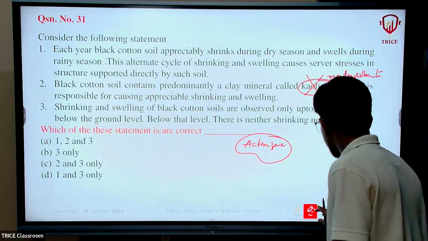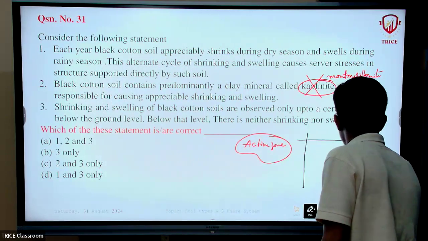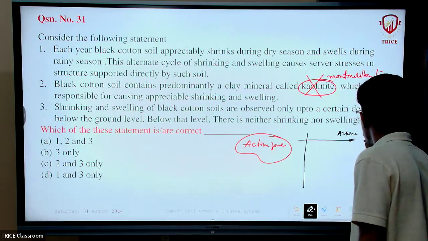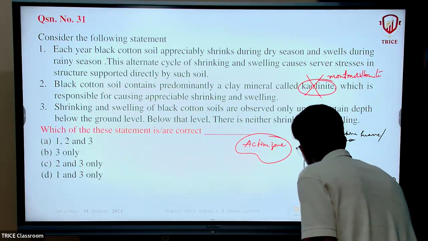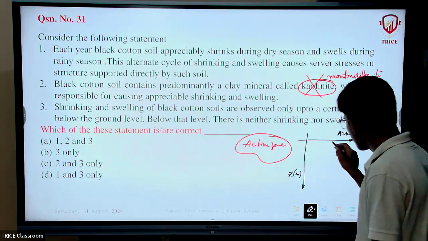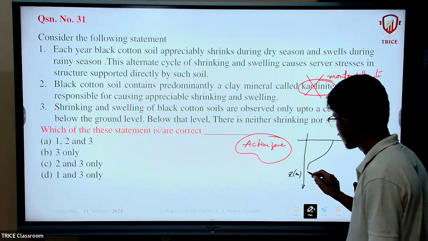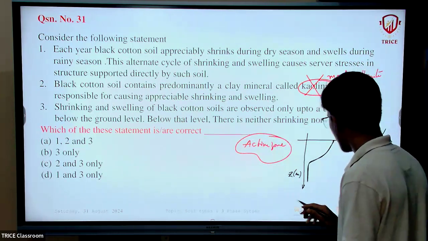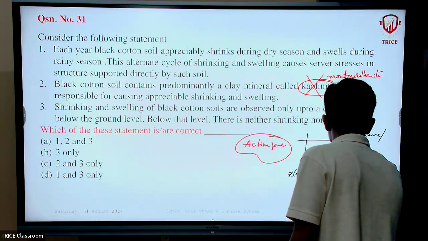In this typical sketch of black cotton soil, this will be the active heave and shrinkage over the depth from the ground level. The activity is only up to a certain depth, and after that it remains constant. The zone up to which the majority of the soil movement occurs, we call the active zone.